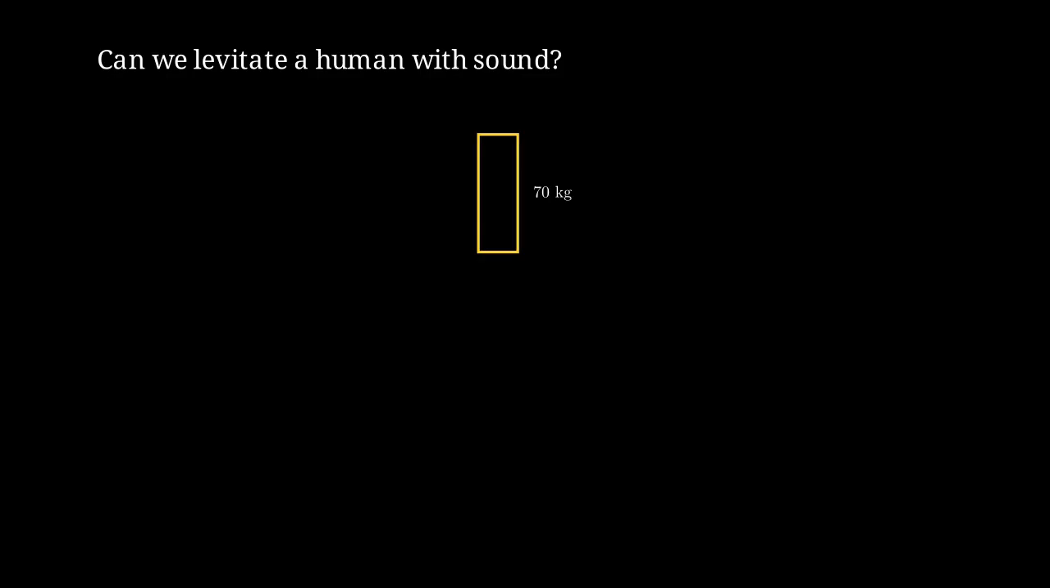A typical human has a mass of 70 kilograms. Let us calculate what this would require. The gravitational force is mass times g, giving 686 newtons that must be balanced by acoustic radiation pressure. Acoustic radiation pressure equals 2 alpha I over c, where alpha is the absorption coefficient and I is intensity.